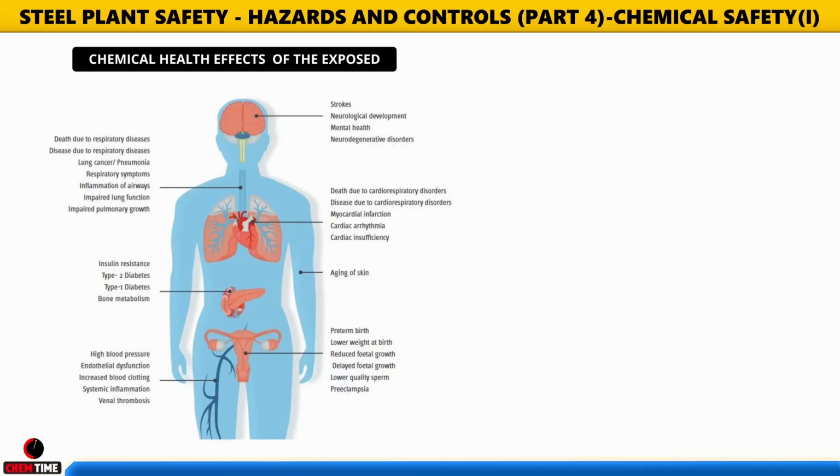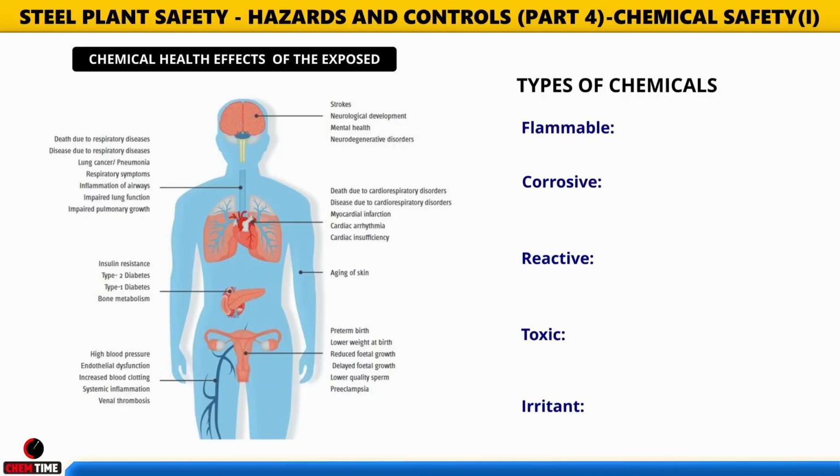into one's body. Let's talk about types of chemicals and how we can find out which kind of chemicals are present where. There are 5 basic kinds of chemicals you would find in any industry, and they are flammable, corrosive, reactive, toxic, and irritant. The solvents, adhesives, and fuels which are used in these particular institutions are preferably flammable. Corrosive agents, you can find them as degreasers, chemical reactants, and cleaning agents.